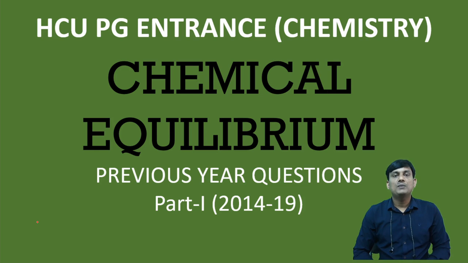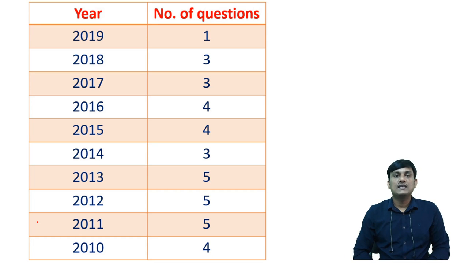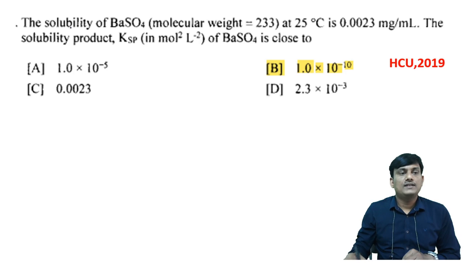In this video, I am going to explain the previous year questions that appeared in the HCU PG Entrance Examination from the lesson Chemical Equilibrium. In part 1, we have the previous year's questions from 2014 to 2019. Let's take the number of questions appeared in each year. On average, we have 3 to 4 questions from chemical equilibrium in the HCU PG Entrance Examination. Let's take the first question.